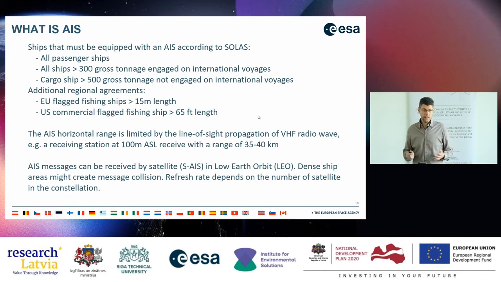So what are the limits of this system? The limit is, of course, given by the line of sight radio wave propagation, right? So two ships that are far away, more than 40, 50 kilometers, will not see each other. So will not receive the message because of the curvature of the Earth. So the radio propagation will not reach this. So as a rule of thumb, if you have a base station, of course, this line of sight depends on the height of the receiver. If you have a base station about 100 meters above the sea level, you have a coverage of around 35 to 40 kilometers. So this is so-called terrestrial AIS. And this is the limit in the horizontal range of AIS.